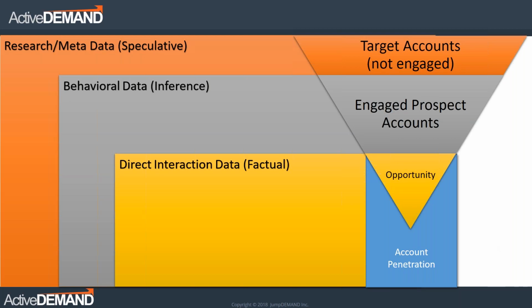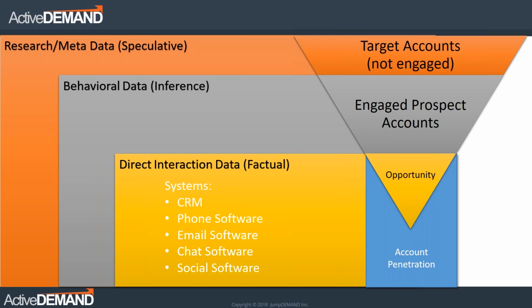And finally, the direct interaction data. I think this is factual data because the reality is we're having conversations, and nobody is going to benefit from misleading or deception. People are asking questions on chat, they're asking questions on your support or your social media platforms, or talking to sales. This is direct engagement data.